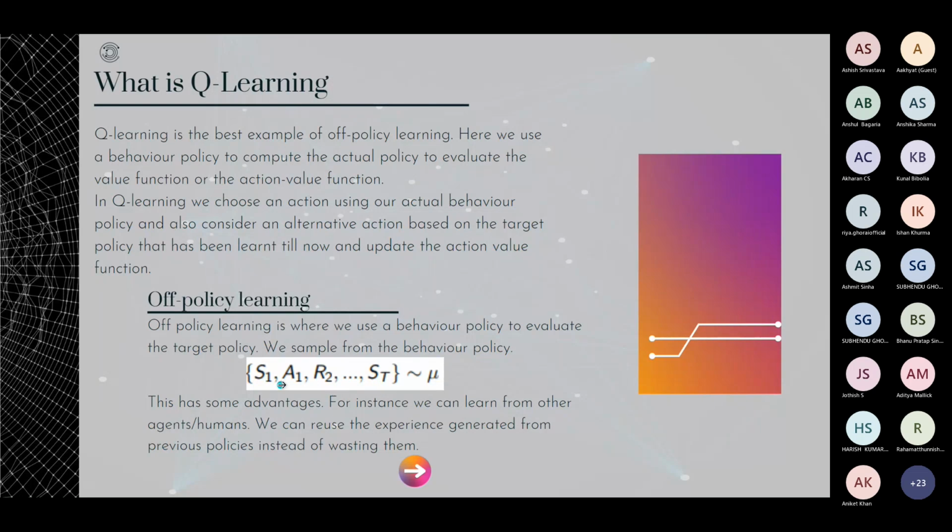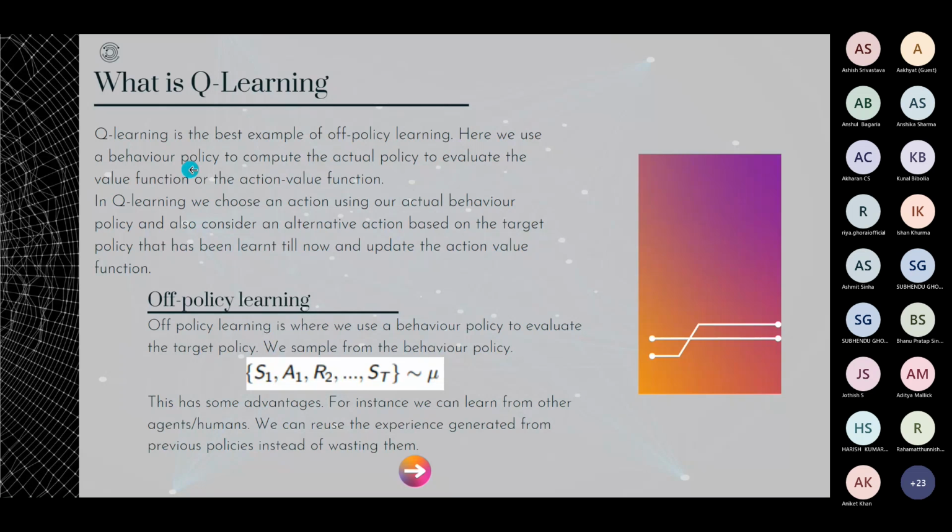One of the main advantages of off-policy learning algorithms is that they help us learn from other agents and humans. Say we can train a robot to walk around a factory based on a human that knows how to walk around a factory. We can use that experience to train our robot instead of wasting it. So Q learning is one of the best examples of off-policy learning.